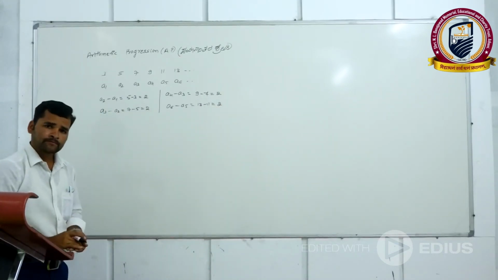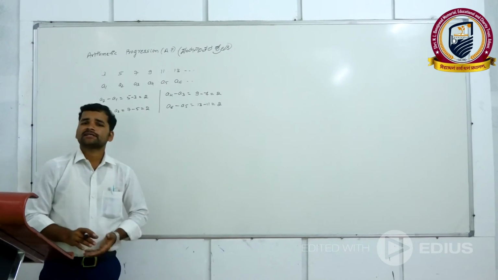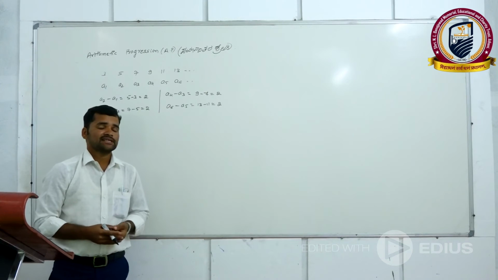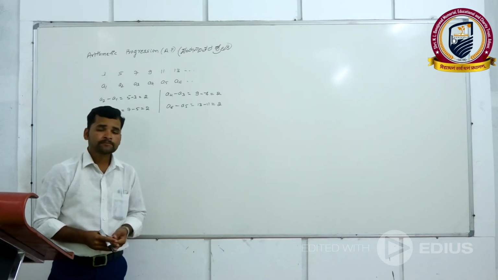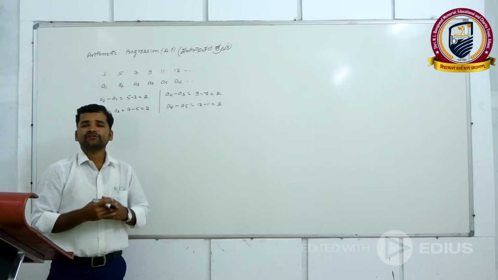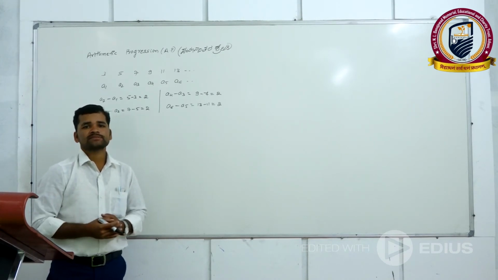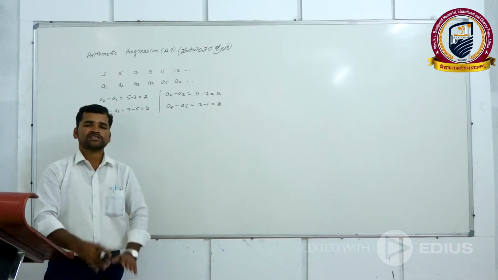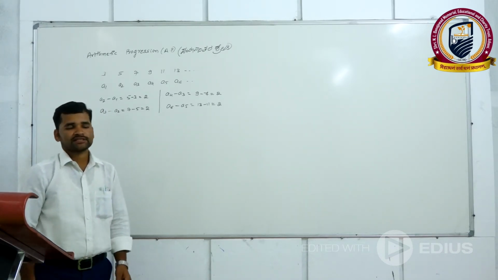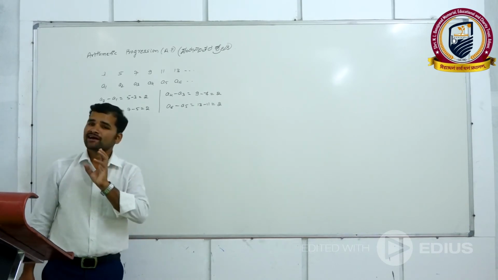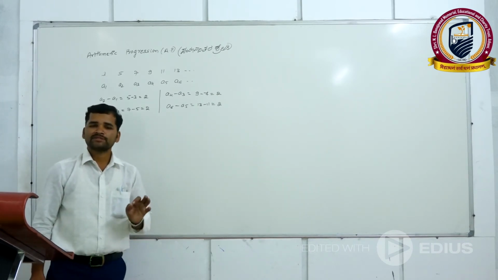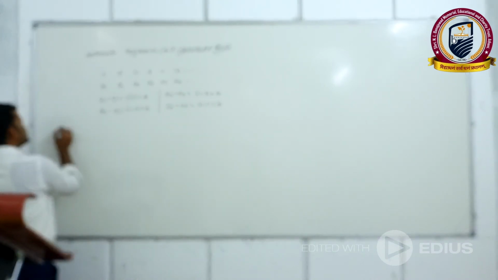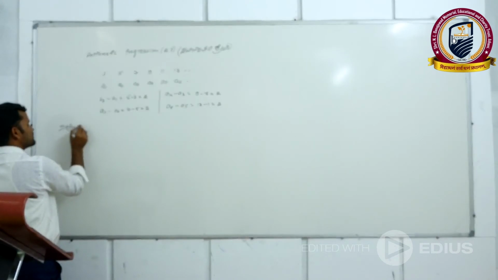You can observe here, if we take any two adjacent terms and take their difference, that difference comes the same. Means in a sequence, if the difference between any two consecutive terms is the same, then we call that sequence an arithmetic progression. And that difference is called the common difference, which will be represented by D. So what definition can we write?